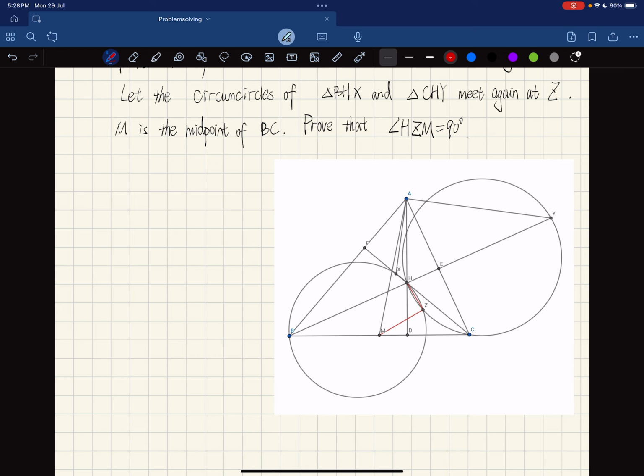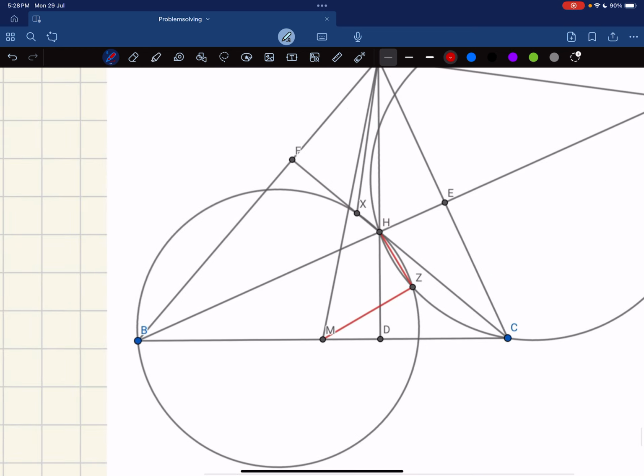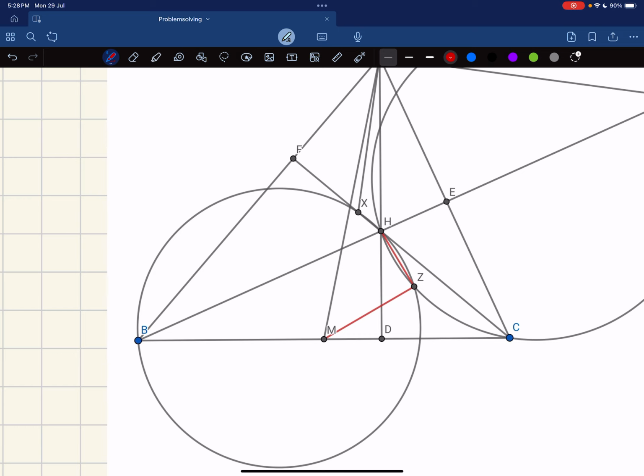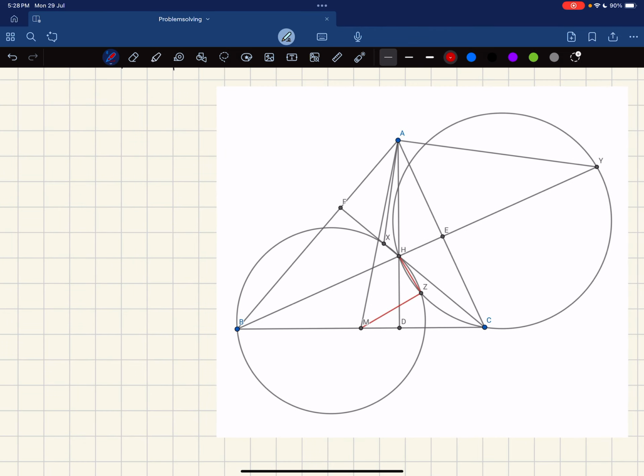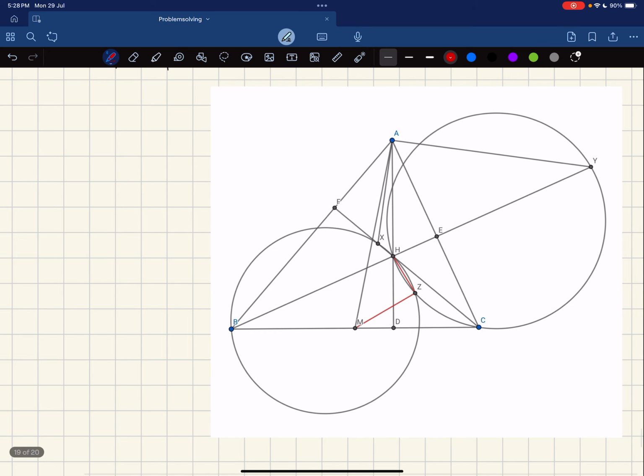So we are to prove that the angle HZM is equal to 90 degrees. So thinking about 90 degrees, how will you deal with it? Or how will you try to prove such a 90-degree angle?